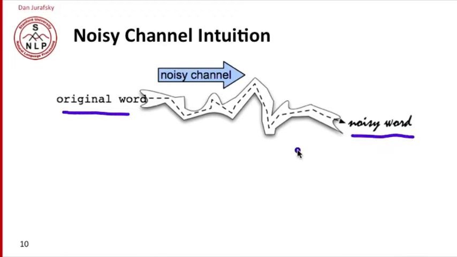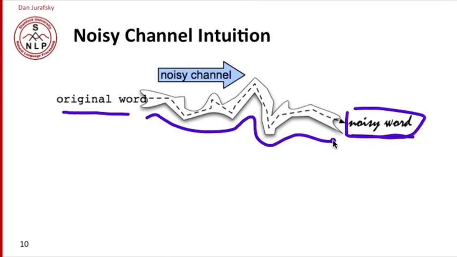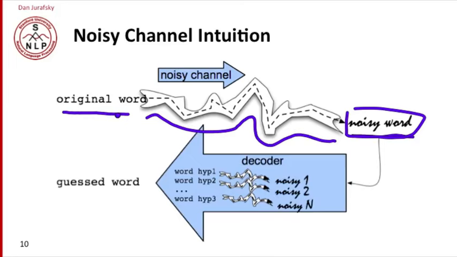But in the spelling case, we imagine that somebody mistyped the word. So the channel is the typewriter or the person typing or the keyboard, and at the end, you get a misspelled version of the word. Our goal in the noisy channel model is to take that output of that noisy process, and by modeling how this channel works, we build a probabilistic model of this channel. We can run all possible original words through that channel and see which one looks the most like the noisy word.